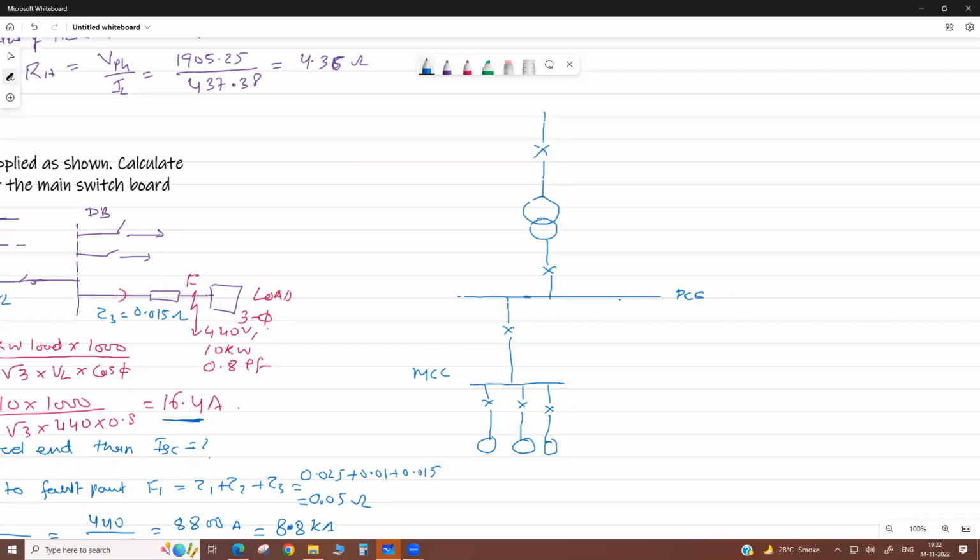Then here we use a lighting transformer for lighting loads. Okay. So generally here MCBs are used. It is a lighting DB, okay. Main lighting DBs. It is a lighting distribution board, okay.